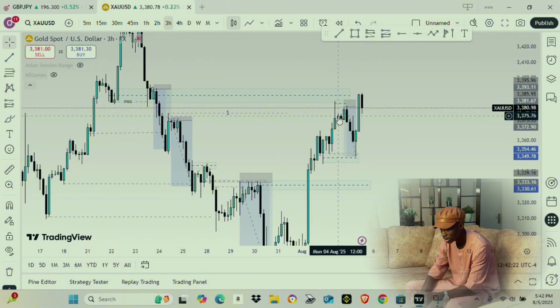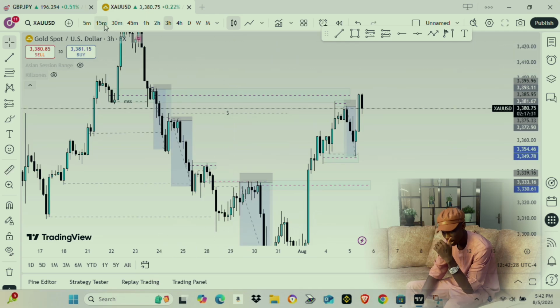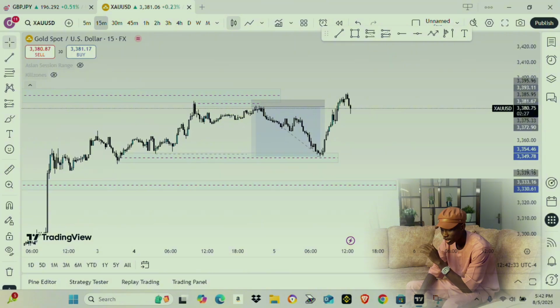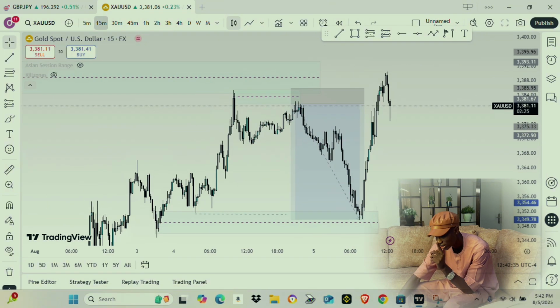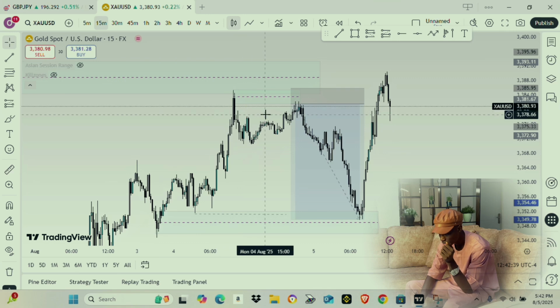So since I spotted this, I decided to start looking out for opportunities to go in for the trade. But this is where I made a mistake. The mistake I made here was that I ended up on 15 minutes out of last night. So out of last night, I was counting all these zones to be my liquidity.